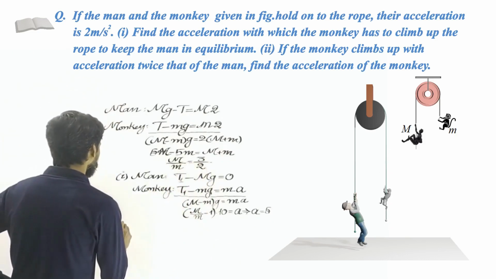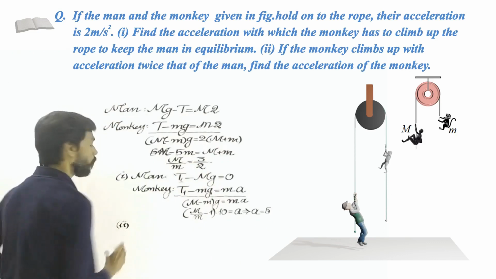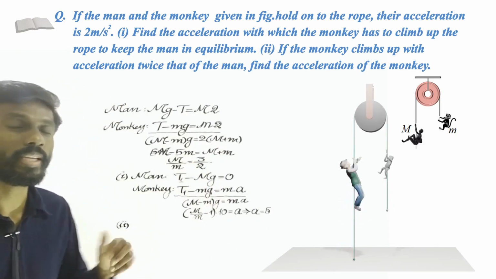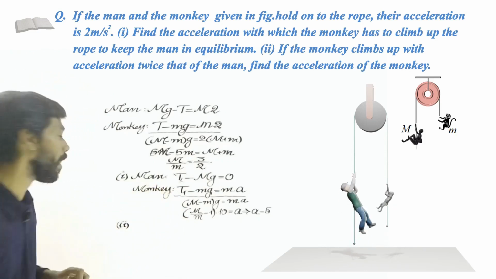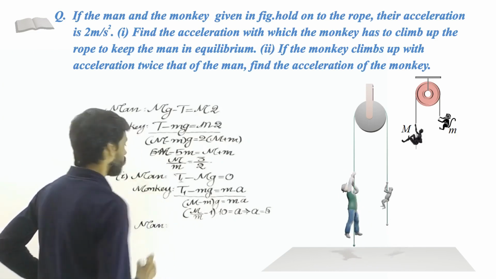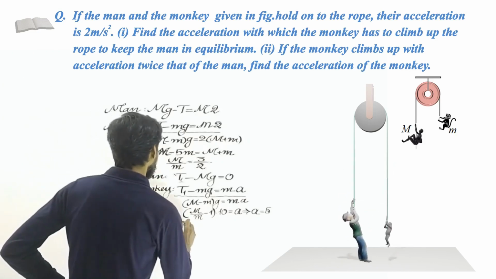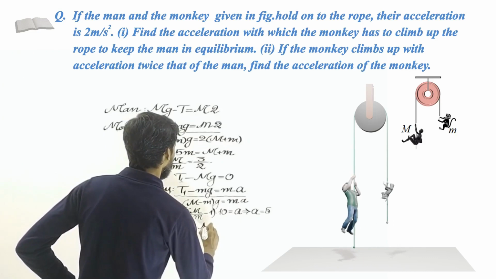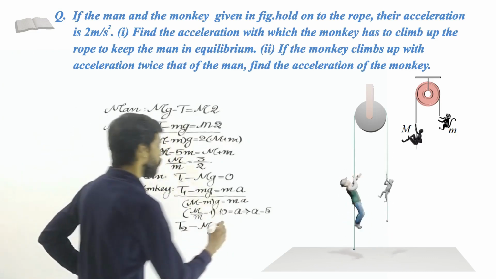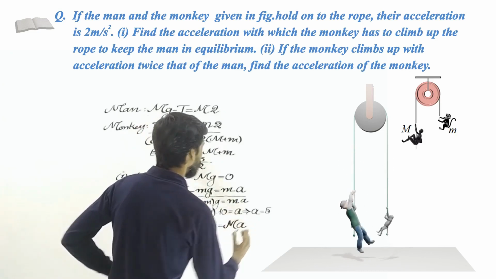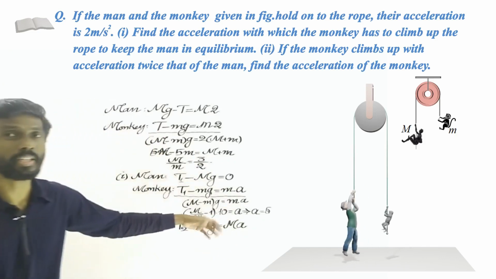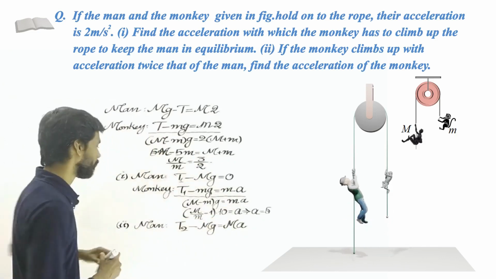Now similarly, the next one: both of them are moving up with some acceleration, but these accelerations are related. The monkey is moving up with acceleration twice that of the man. So again we'll write the equation for the man: the tension in the upward direction, T2, minus the gravitational force in the downward direction must be equal to the mass times the acceleration. We'll take a as the acceleration of the man, not to be confused with the earlier a, or we can use a different letter. So this is for the man.